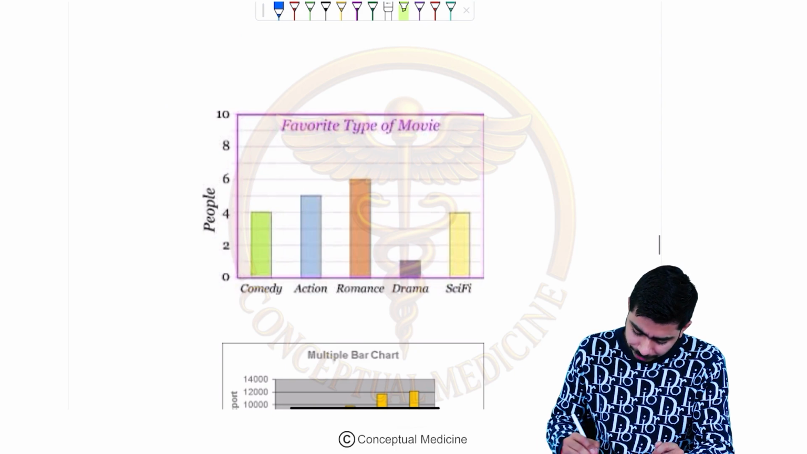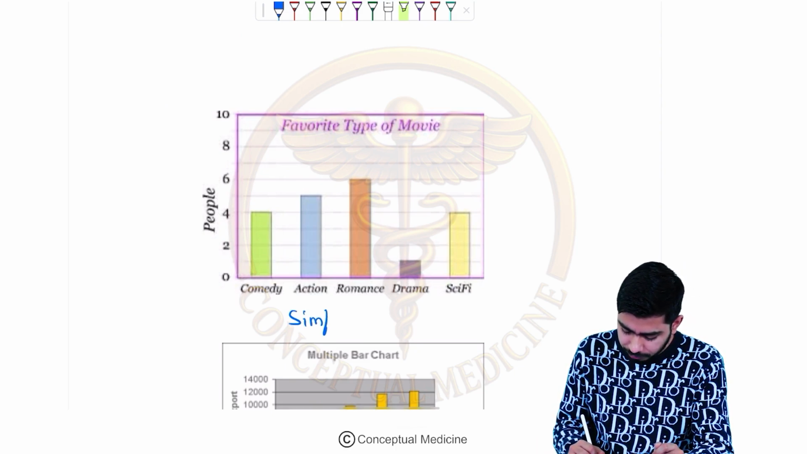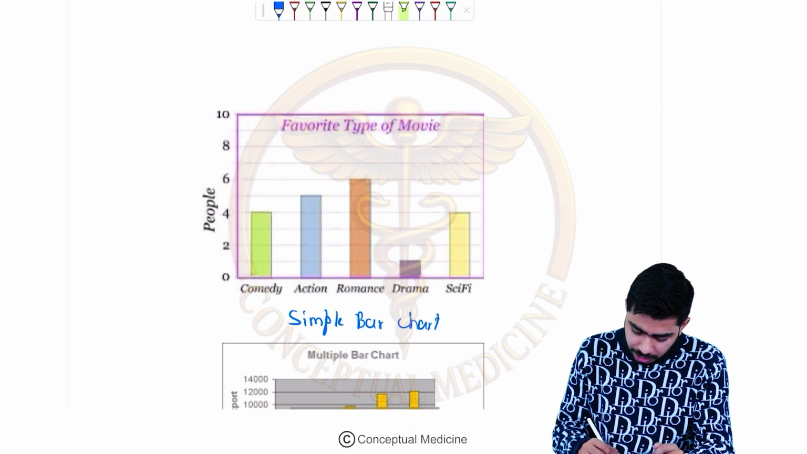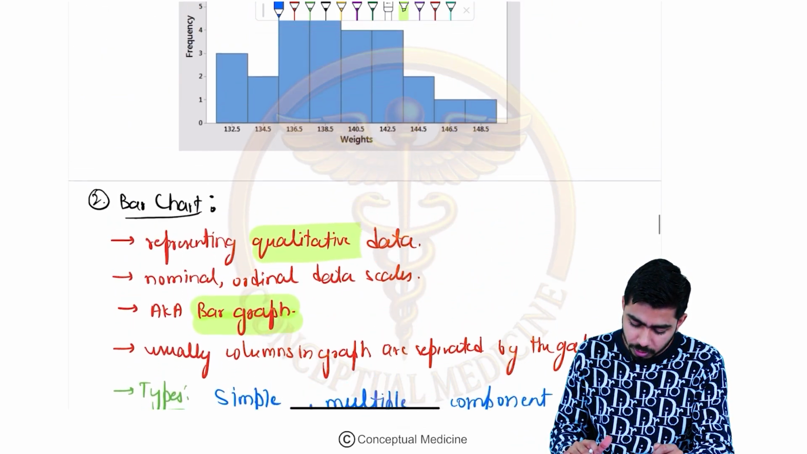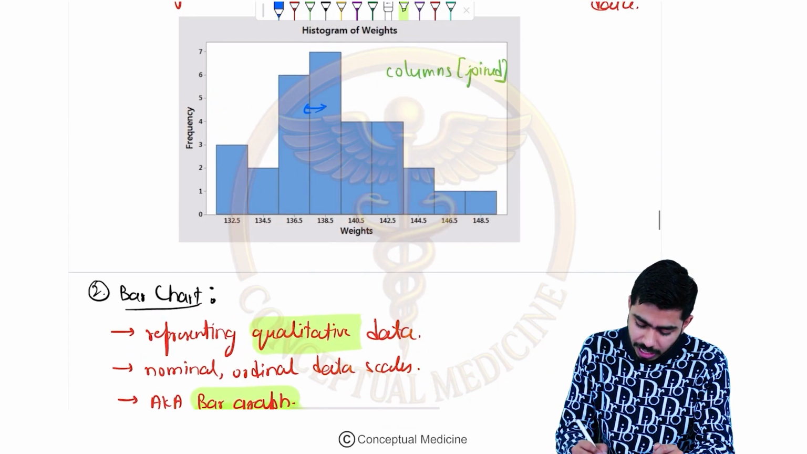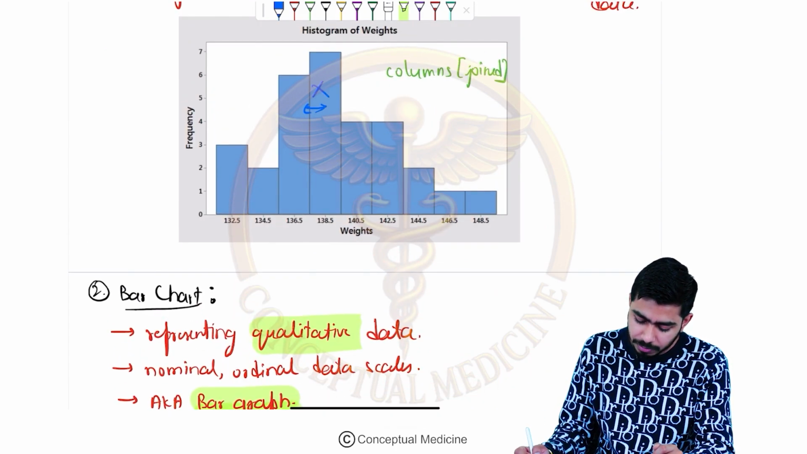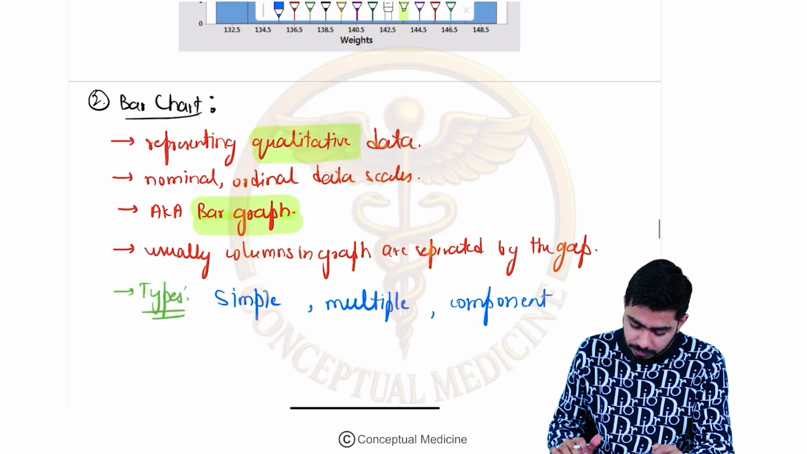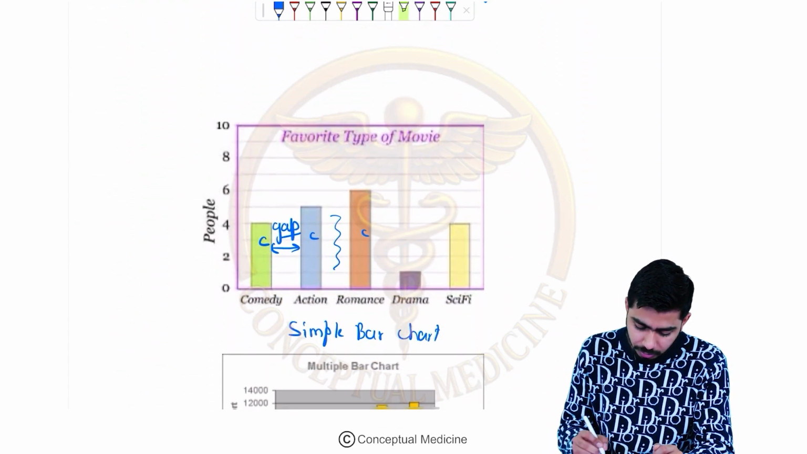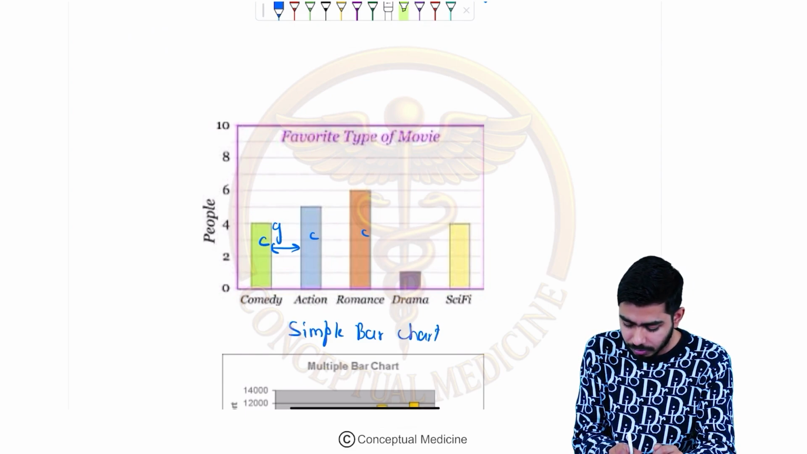This is the simple bar graph or simple bar chart. What I am seeing over here are the columns, the rectangles, and there is a gap in between. Can you compare that with the histogram which we saw? Histograms do not have the gap in between, but in the bar chart, the bar graph, there is a gap in between. Okay, so that's how we can remember that.